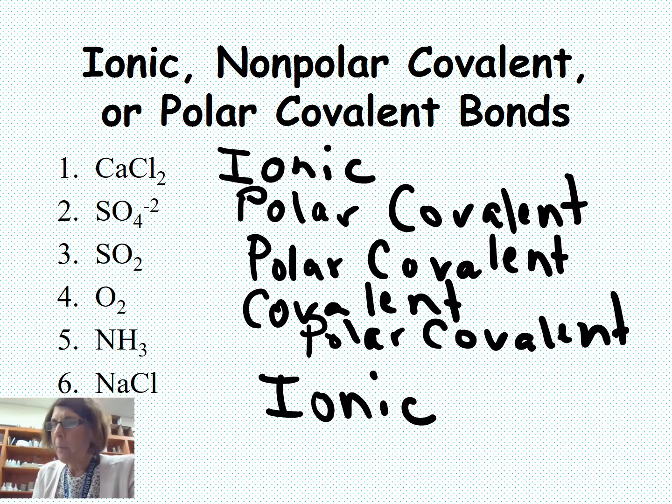So to wrap it up, the metal, nonmetal, transition metal, nonmetal is ionic. It transfers electrons. We have sulfate there. There's a slight difference in the sulfur and the oxygen. It's over the 0.5, so it's polar covalent. O2 is just covalent because there's not any difference.